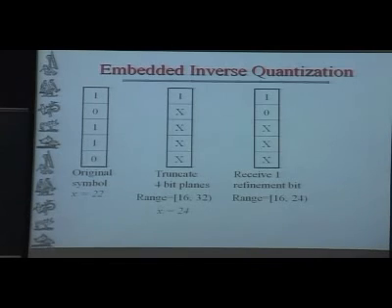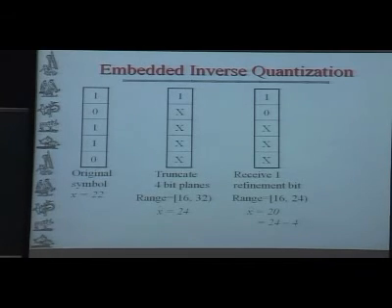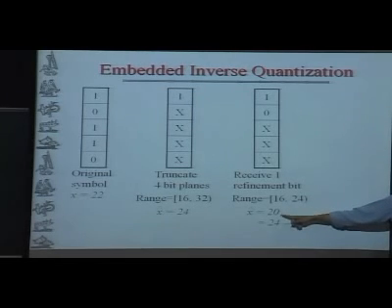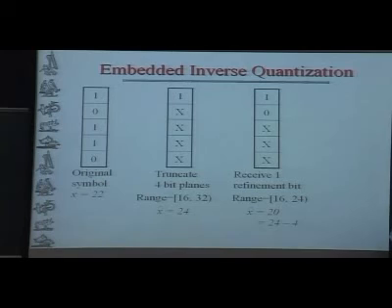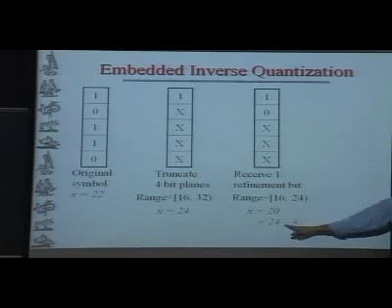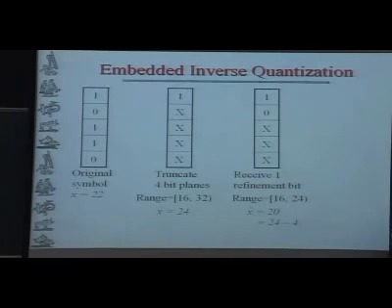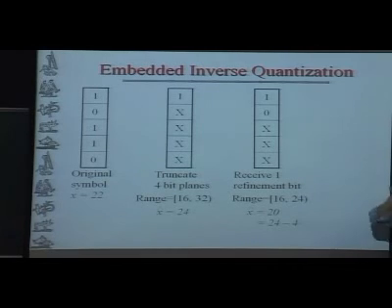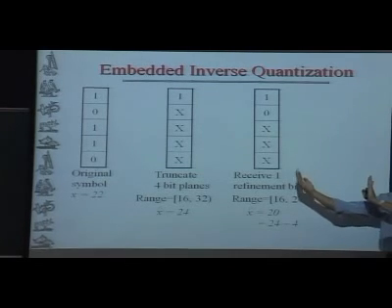And if I suggest the midpoint reconstruction, that's going to be 20. Now, this is interesting. Take a look at 20. 20 is 24 minus 4. Minus because I receive a 0. If I receive a 1, what is it going to be? Plus 4. So it becomes 28. And again, that's the midpoint of the upper range.